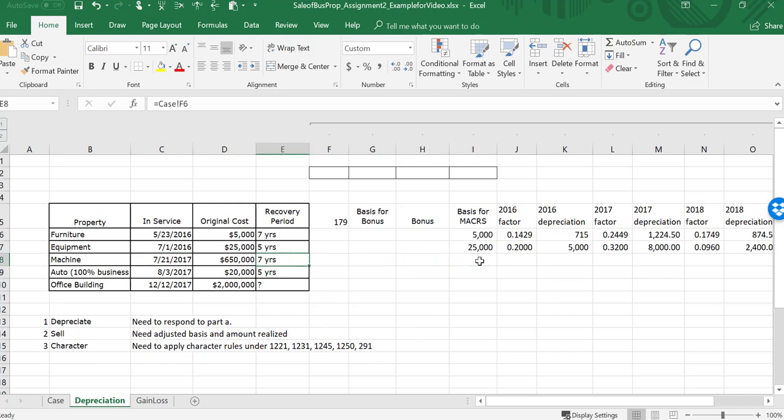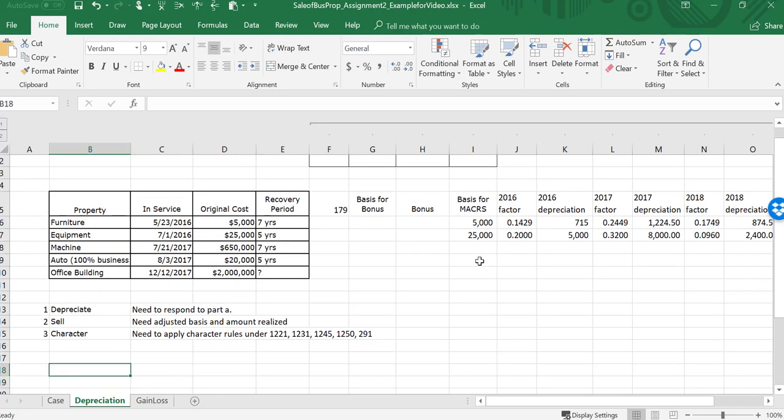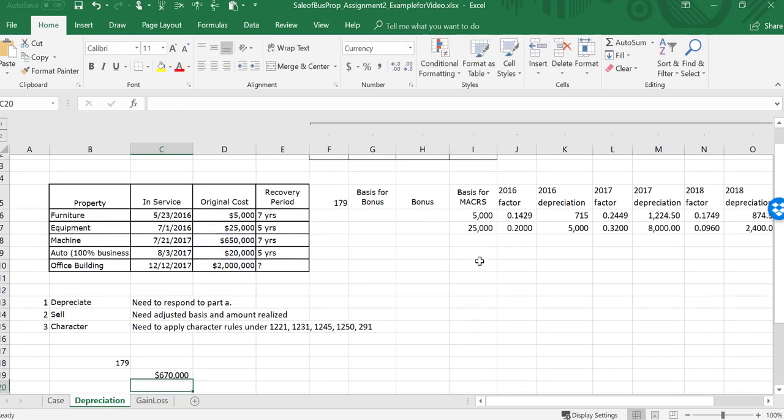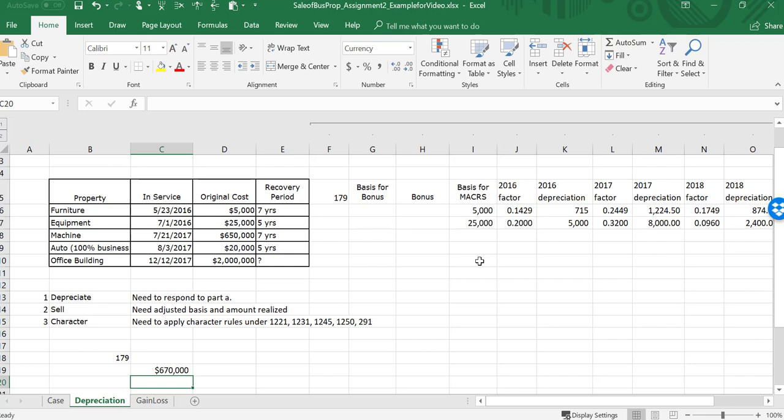Okay, so let's start with section 179. So we said we were going to take section 179 on the largest asset that was eligible for it. So we've got the machine, we've got the auto. It's pretty clear that the machine is worth more. So we need to do our calculation of 179 limits. Okay, so first we would say, what is the total amount of eligible property placed in service? Well, that's the machine and the auto. Because recall that the building is not eligible for 179, and therefore it's not section 179 eligible property.